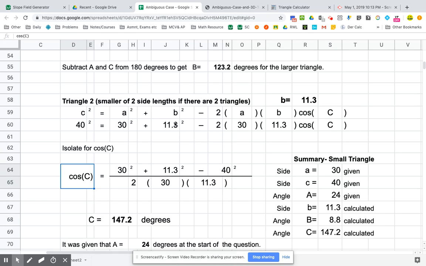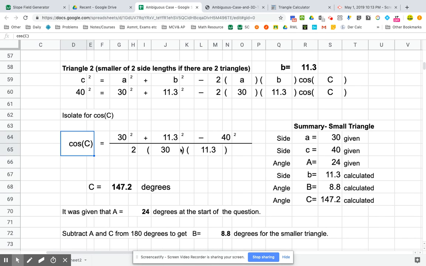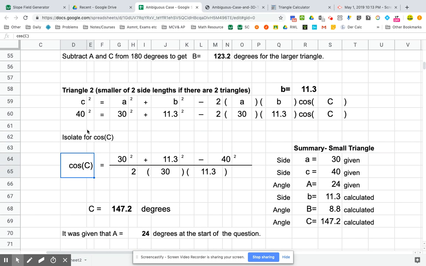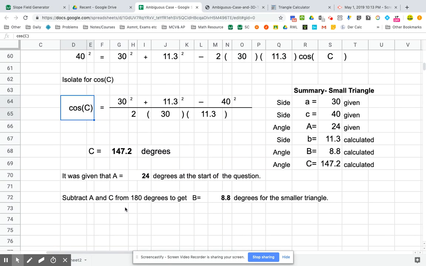And what's really important here is that you would have drawn a picture of those two triangles, right? Because if you're looking at the equation without looking at the triangle, you can't make any connections at all. It's very difficult to do. And I really think, again, you should work through this problem in its entirety. So we figured out angle C, which is 147.2.